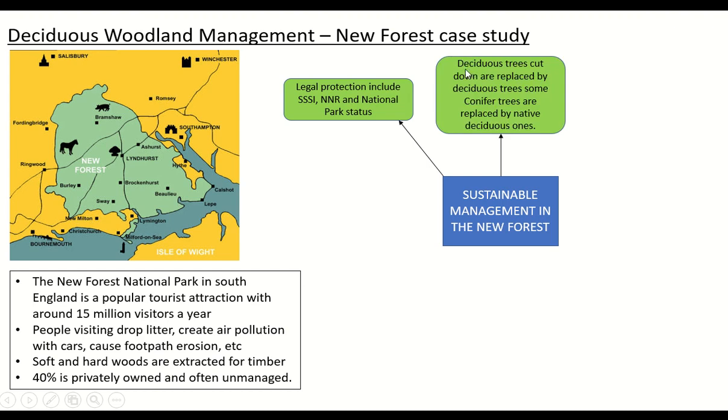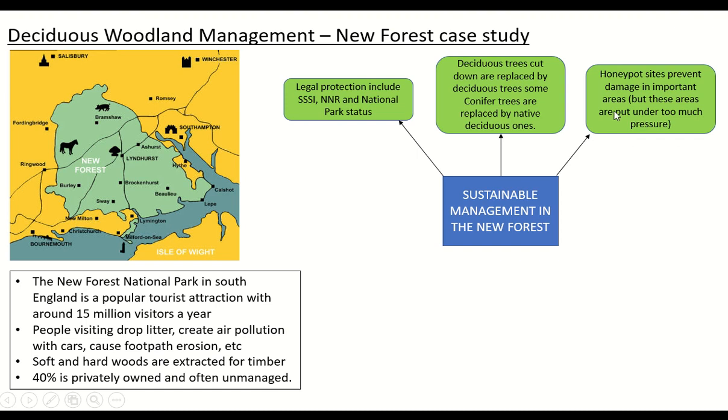Also, they've introduced a replanting scheme where rather than replacing deciduous trees with conifer trees, they actually replace deciduous trees with deciduous trees, which is the way it should be. They are slower growing, but also they are more native species, so it's important that we do that. They also allow certain places to become honeypot sites.